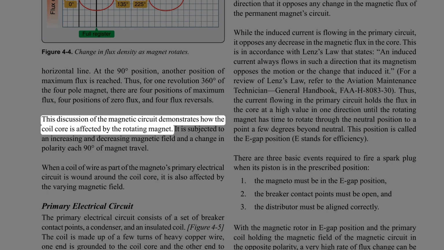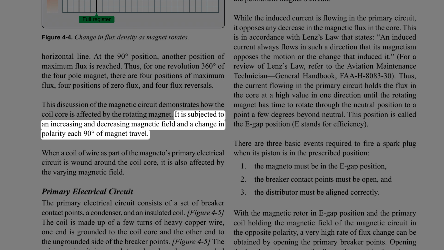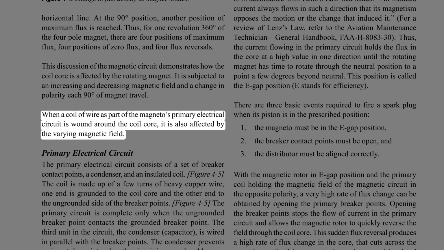This discussion of the magnetic circuit demonstrates how the coil core is affected by the rotating magnet. It is subjected to an increasing and decreasing magnetic field and a change in polarity each 90 degrees of magnet travel. When a coil of wire, as part of the magneto's primary electrical circuit, is wound around the coil core, it is also affected by the varying magnetic field.